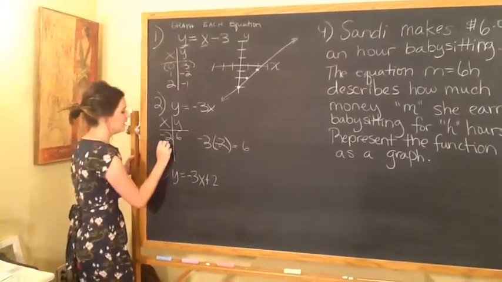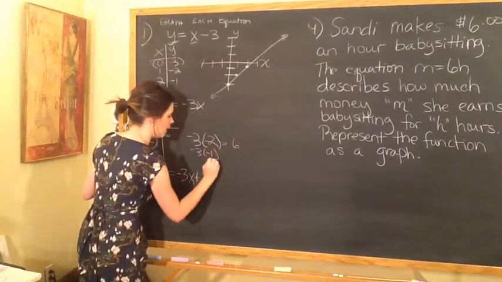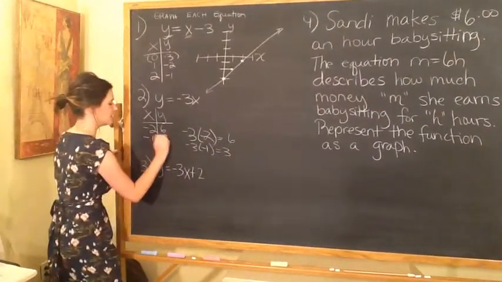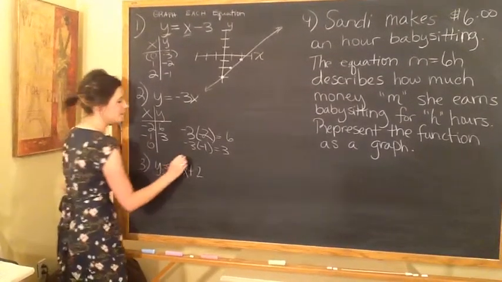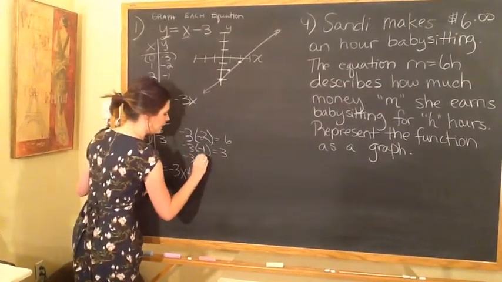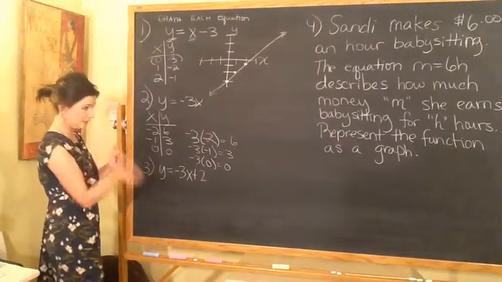If I put in a negative 1 for x, I'm going to have negative 3 times negative 1, and I'm going to get a positive 3. So positive 3 for y. My last one, I'm going to go ahead and plug in 0. So negative 3 times 0 is going to give me 0. So that means we have a point at the origin.